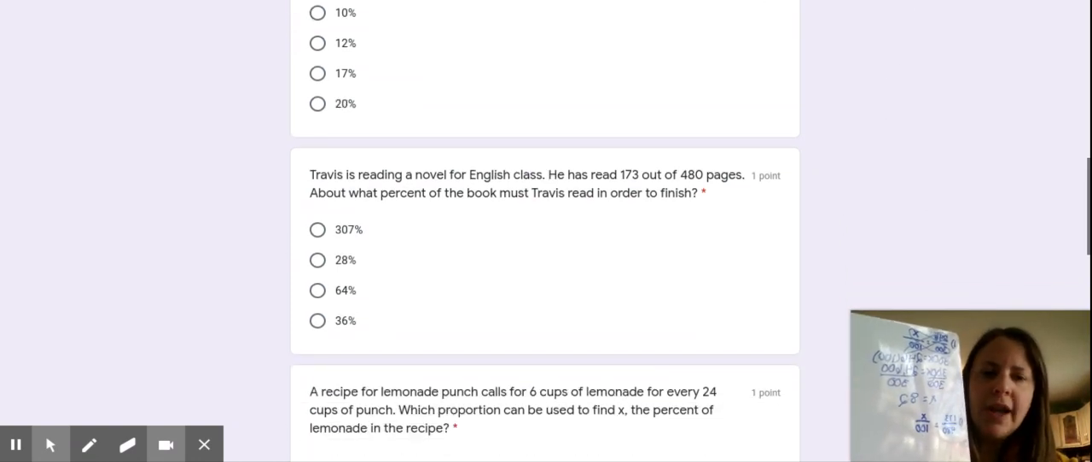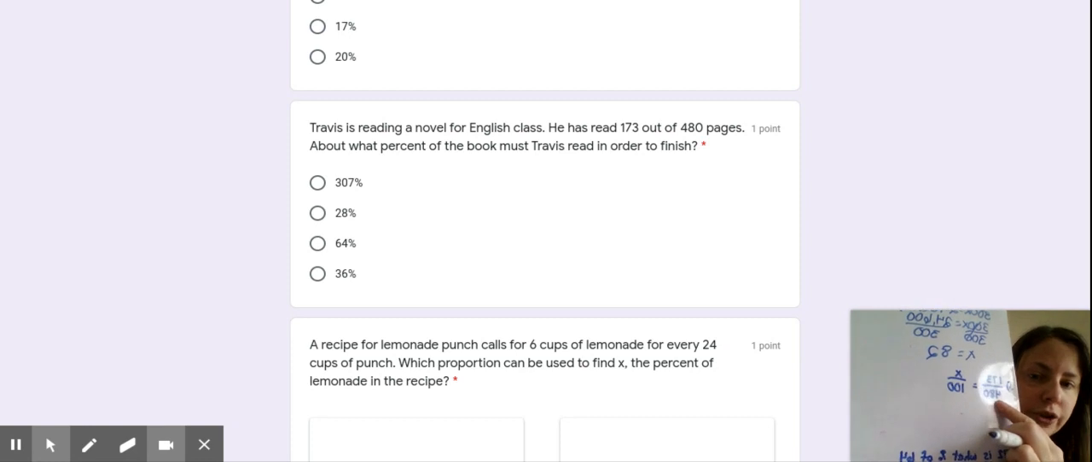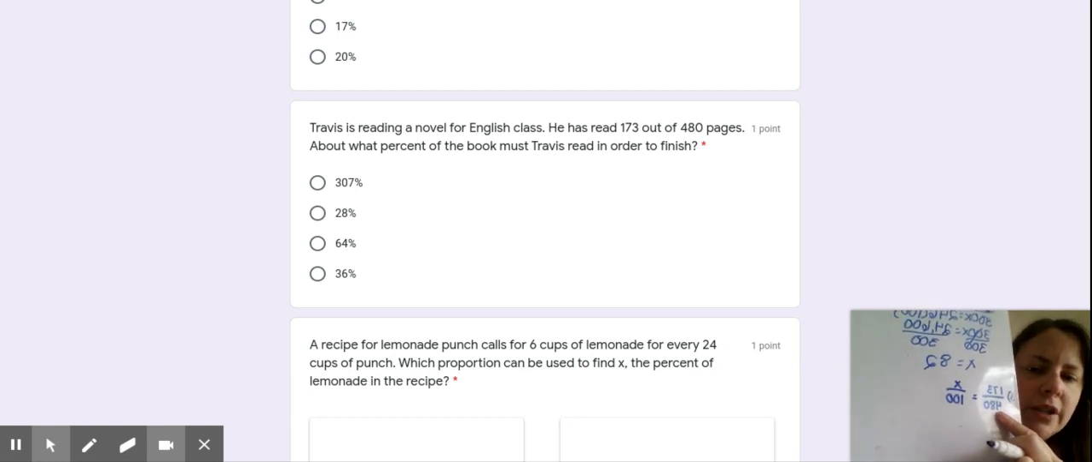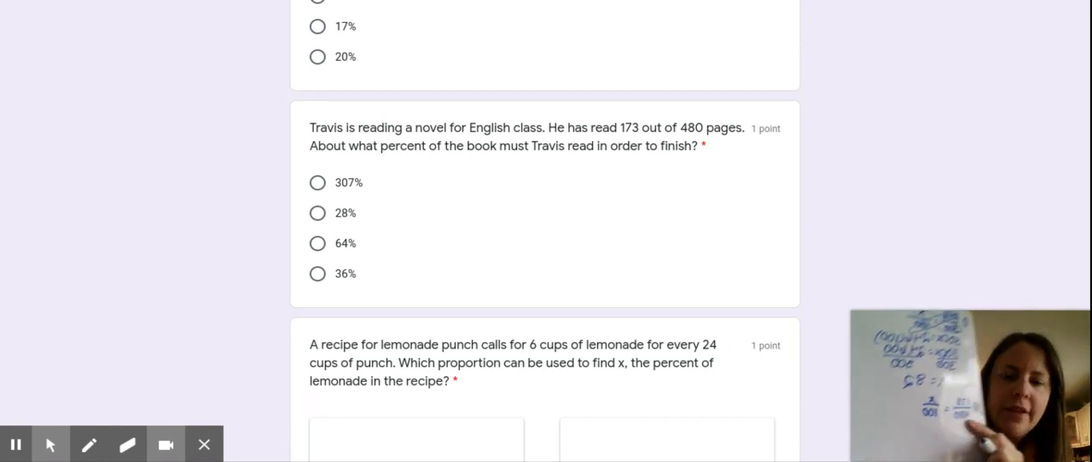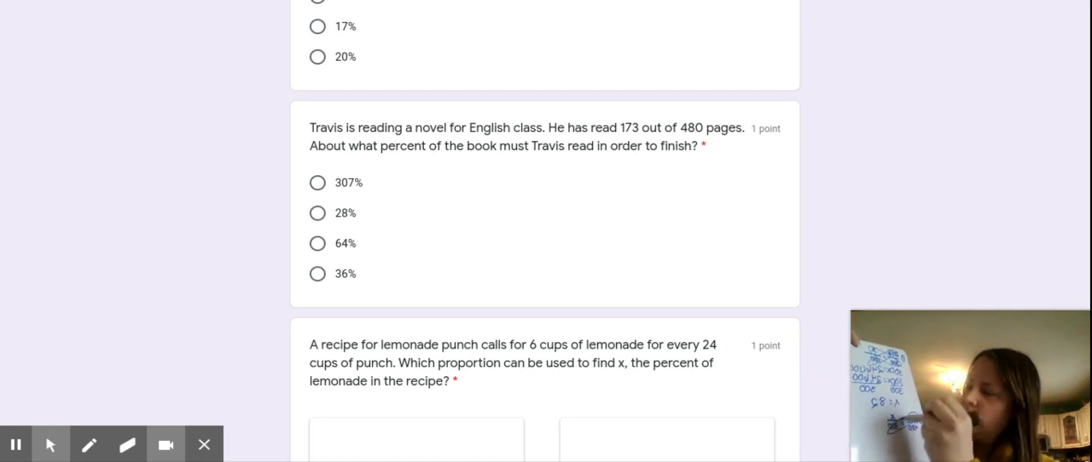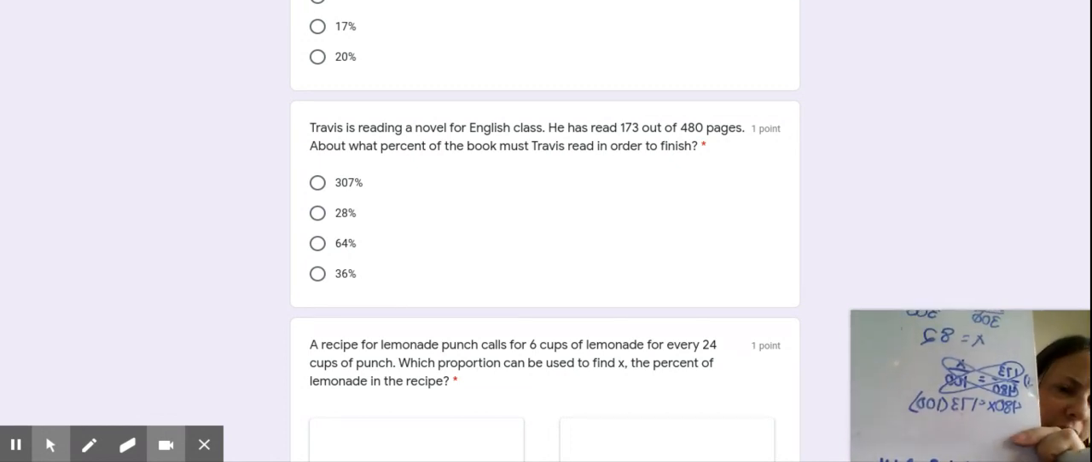Number 3, Travis is reading a novel for English class. He has read 173 out of 400 pages. About what percent of the book must Travis read in order to finish? I'm not going to do this whole problem. Same exact thing as the others. Cross multiply: 480x equals 173 times 100. You should be able to finish it from there.